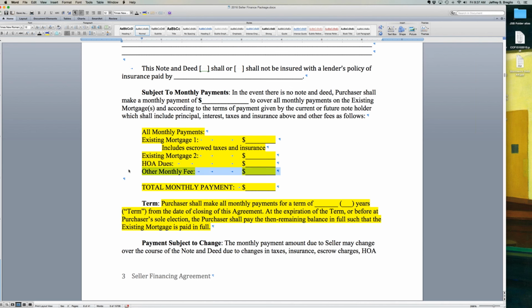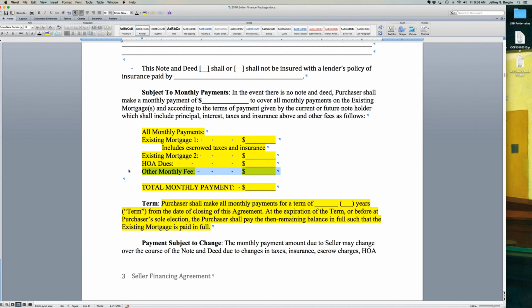Other monthly fee, that's probably going to be zero, but you never know. I've had deals where the buyer made an extra payment to the seller. They took it subject to, but in the deal that they negotiated they were going to make a $50 a month payment to the seller. It wasn't principal, it wasn't part of the wrap or anything like that. It had nothing to do with the purchase price. It was just something they negotiated, a $50 extra fee every month that was to go to the seller.